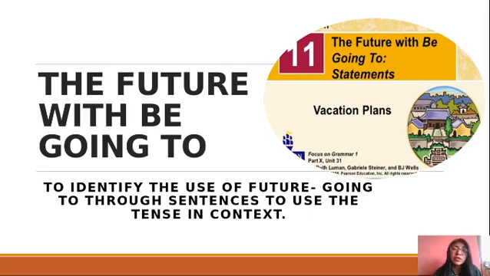As I said before, today we are going to review the future with be going to. And what is the objective for today? To identify the use of the future going to through sentences, to use the tense in context. Okay, so today we are going to review in which case you can use the future with be going to. Can you tell me when do you use the future with be going to? Can you tell me what is the structure? Okay, so today we are going to review that, so pay attention.